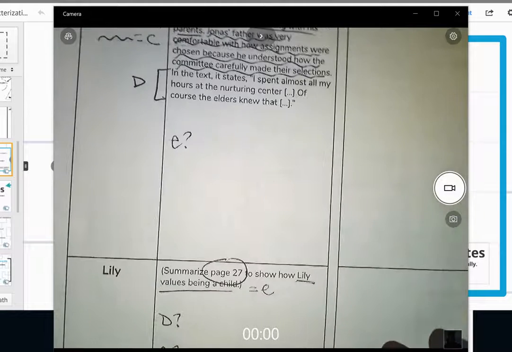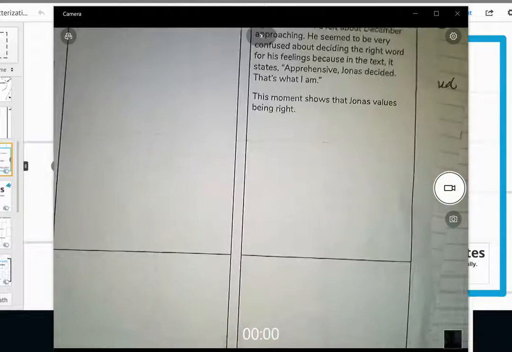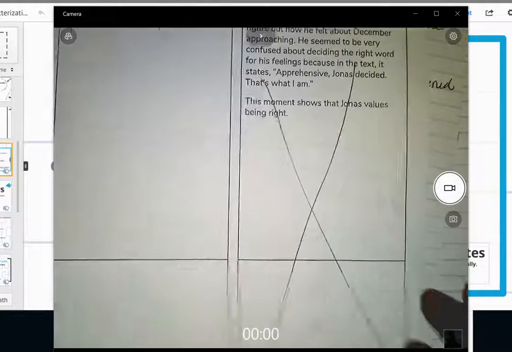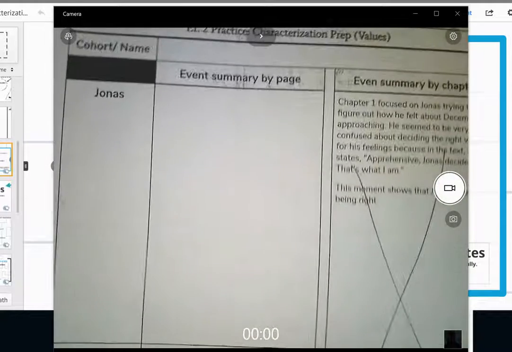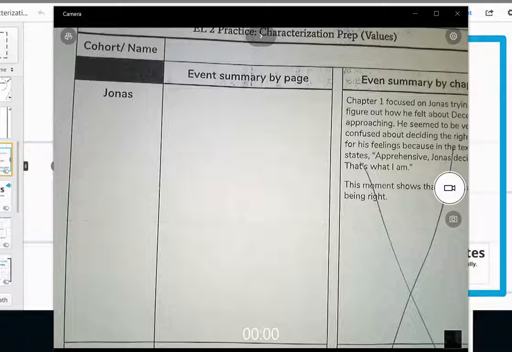Once you do both of those, you're then going to turn it to the front. We're not going to worry about anything over here on the right side. You're going to pick either Jonas or Mother, and you're going to do the entire process on your own. Show me that you don't need my help to give you anything. You can do it on your own.